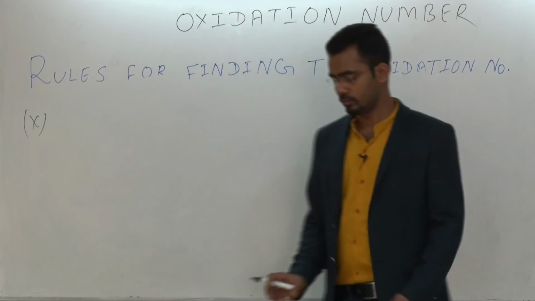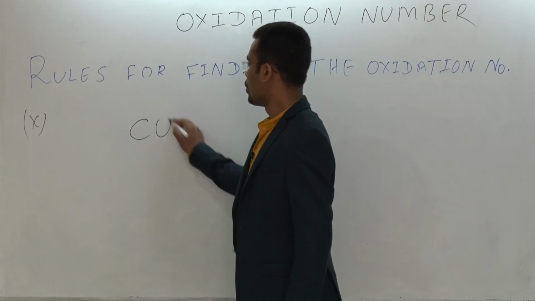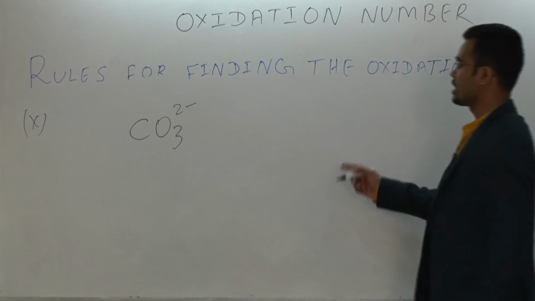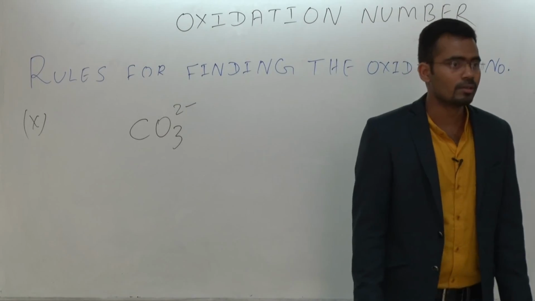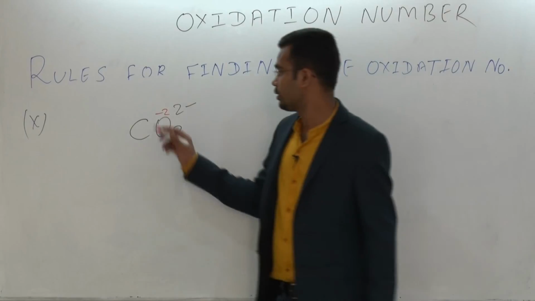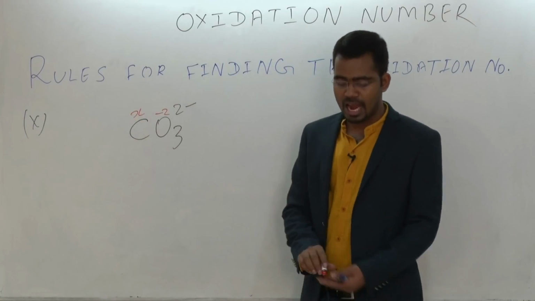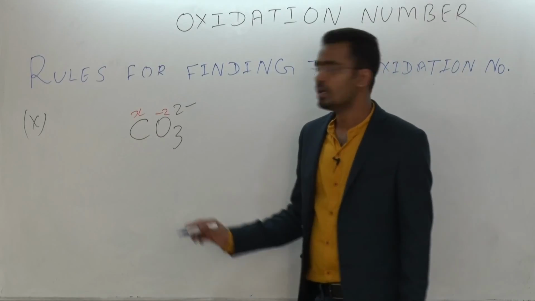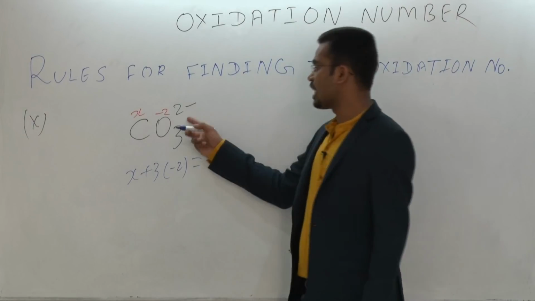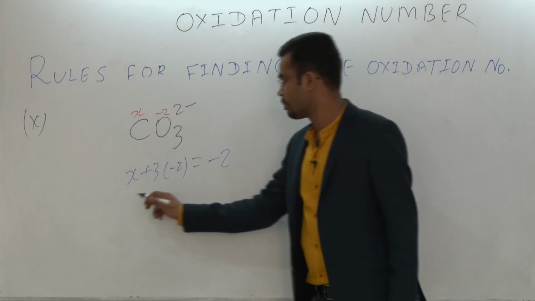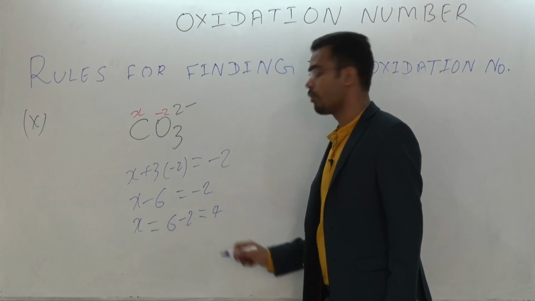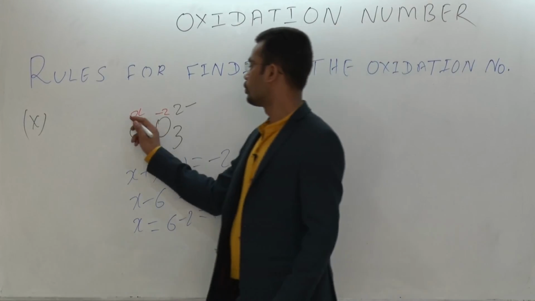For example, CO3 2-. You have to find out the oxidation state of each element. Oxygen is always -2. We don't know the carbon, so we take X. For an ionic compound, the sum of the total oxidation state, that is X plus 3 into minus 2, must be equal to the charge on the given compound, that is minus 2. It means X minus 6 equal to minus 2, X equal to 6 minus 2, that is 4. So what is the oxidation state of carbon? Plus 4.